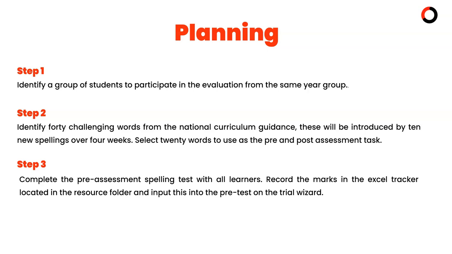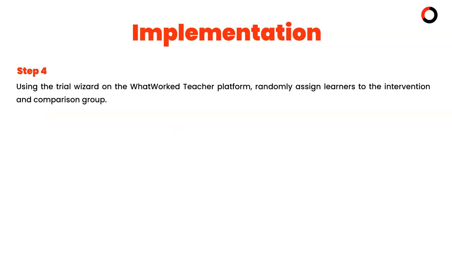Step 3, complete the pre-assessment spelling test with all learners. Record the marks in the Excel tracker or the Word document, which is located in the resource folder, and then input these into the pre-test on the trial wizard. Step 4, using the trial wizard on the What We're Teachers platform, you will randomly allocate learners to the intervention and comparison group.